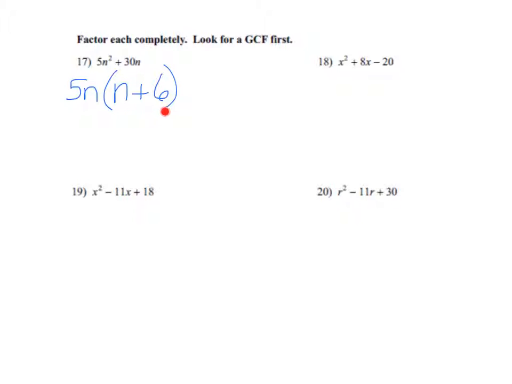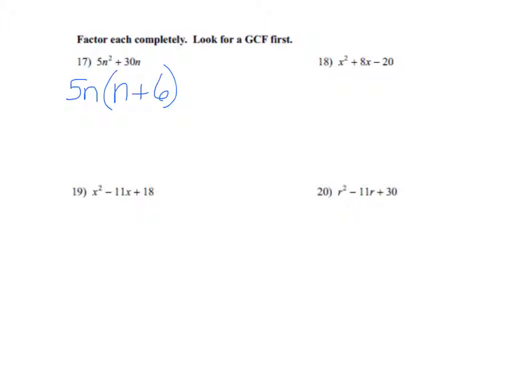What I have left here in this binomial is considered a linear factor because it's n to the first power. If you get it to a linear factor, then you're just done. Don't try to do more than the GCF. Okay, so let's go to 18.